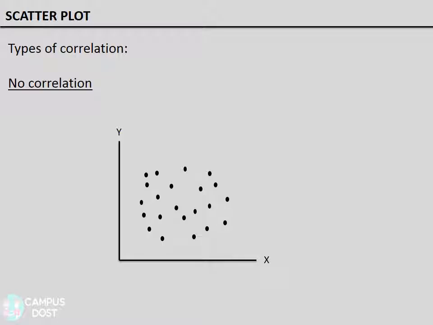And next is no correlation. In no correlation, there is no apparent relationship between the two variables. So now let's summarize all the points of the scatter plot. Analyze the relationship between shared variables in a population. This helps us to analyze the relationship within the population or the given data.